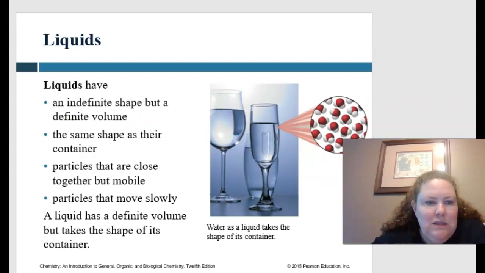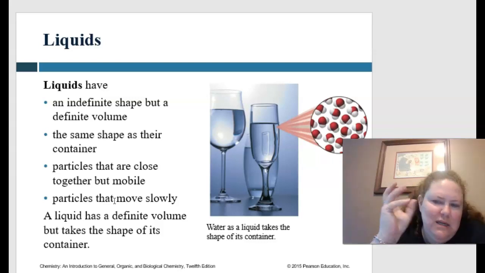Moving on to liquids. Liquids can have an indefinite shape, but a definite volume. They have the same shape as their container, and the particles are close together, but they are mobile, so they can move around. But these particles, again, move very slowly, so you really don't see them with the naked eye, which I would probably freak out if my coffee was crawling. So I'm okay with that, and I'm sure you guys are too. But again, everything is moving at this lightning speed. This is just how it is.